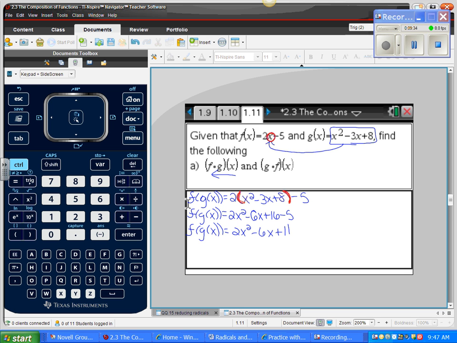Now the next one's a little bit different. This is g of f of x. So instead of g going into f, we're going to be taking f and putting it into g. Okay? So I'm going to erase this.